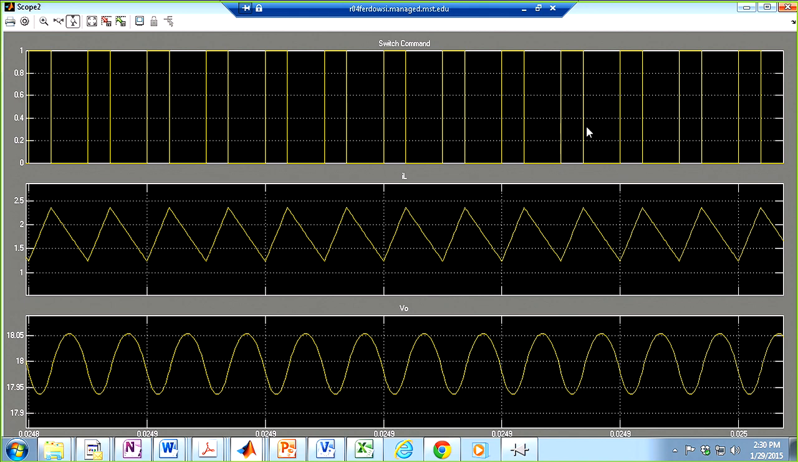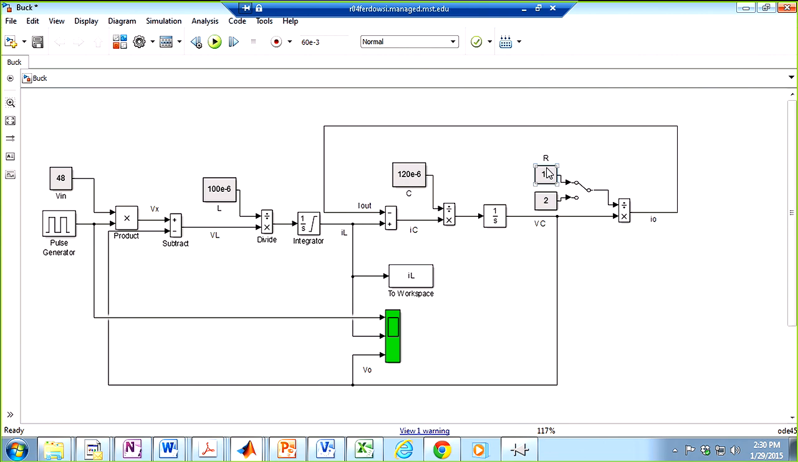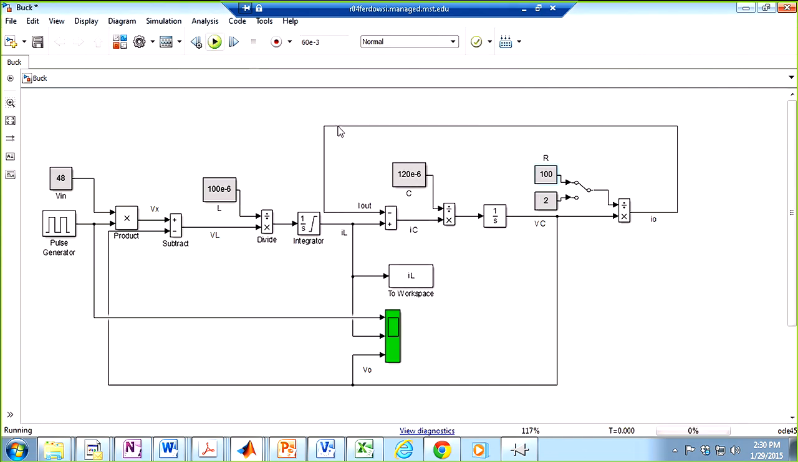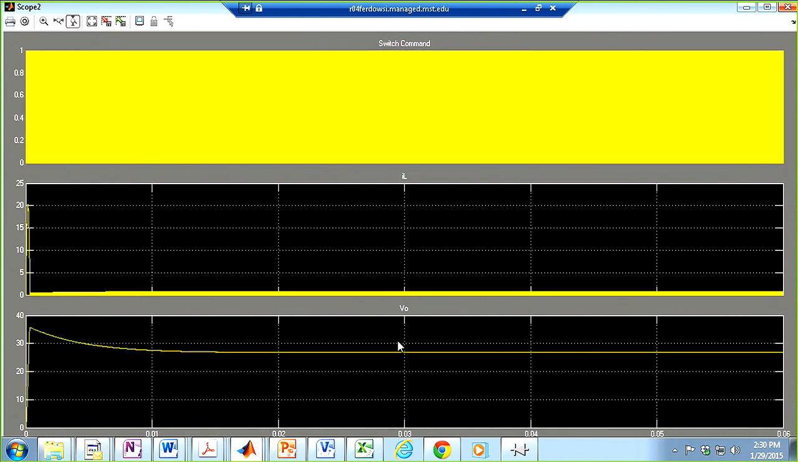So let's put it back to the regular value of 120, and this time let's mess around with the load. Well, I already analyzed this with 10 ohms. Everything was good. We were still in the continuous conduction mode. Let's say we go to a very light load of 100 ohms, a load that doesn't consume much power. So you can see your output is not 18 anymore.